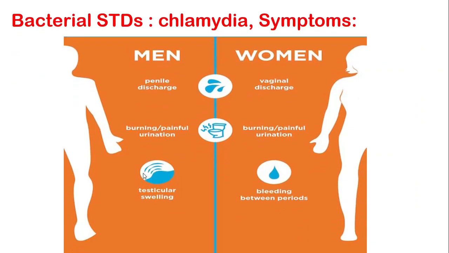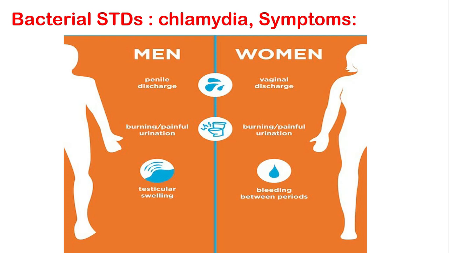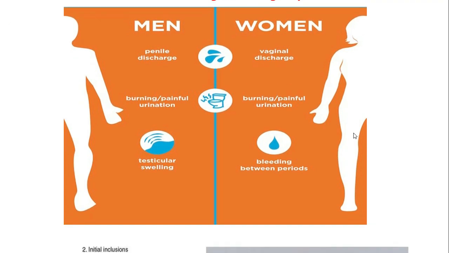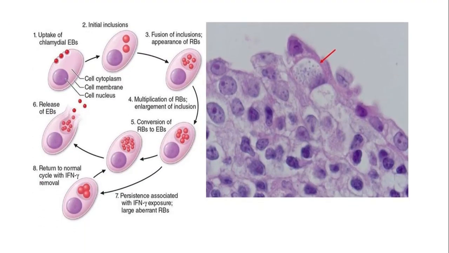Now look at chlamydia. Another bacterial STD that you can see is chlamydia. Here are some symptoms of chlamydia. Most symptoms of chlamydia are the same as, or similar to, gonorrhea: penile discharge, burning, painful urination, etc. Here, bleeding between periods for females, testicle swelling, etc. Now let's look at the life cycle of the bacteria that cause chlamydia. It's more complicated, so you can search more on your own.